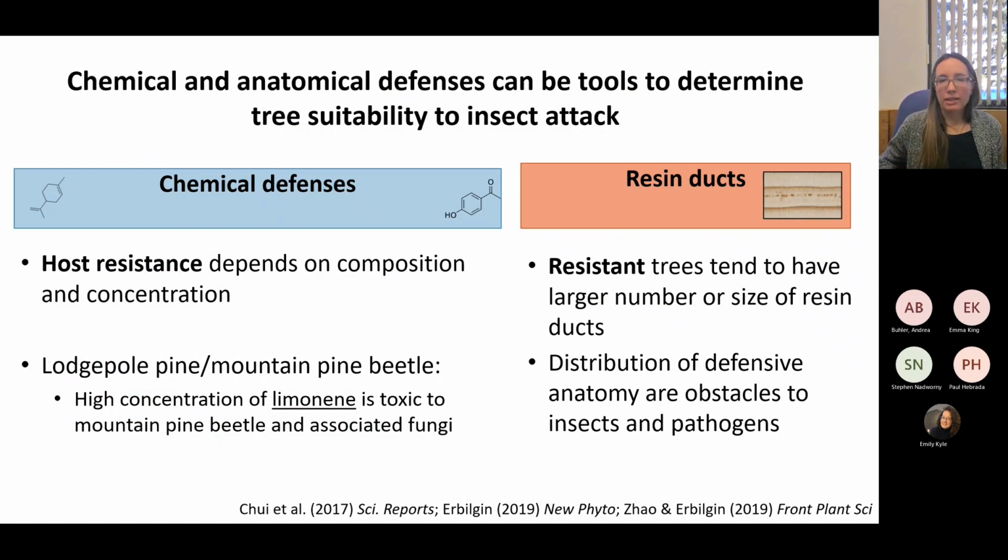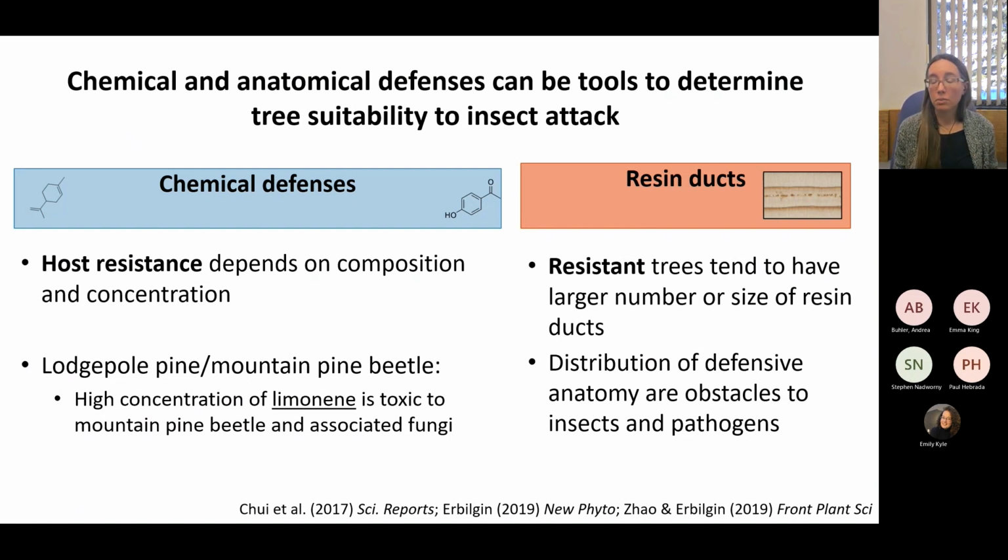So first, I'm going to talk about this host suitability, and I'm going to go back to what that life cycle showed, which was that chemical defenses and defenses in general are the way that trees and beetles interact. And I'm going to go into some detail. So it's not just all chemicals. All chemicals are not created equal.